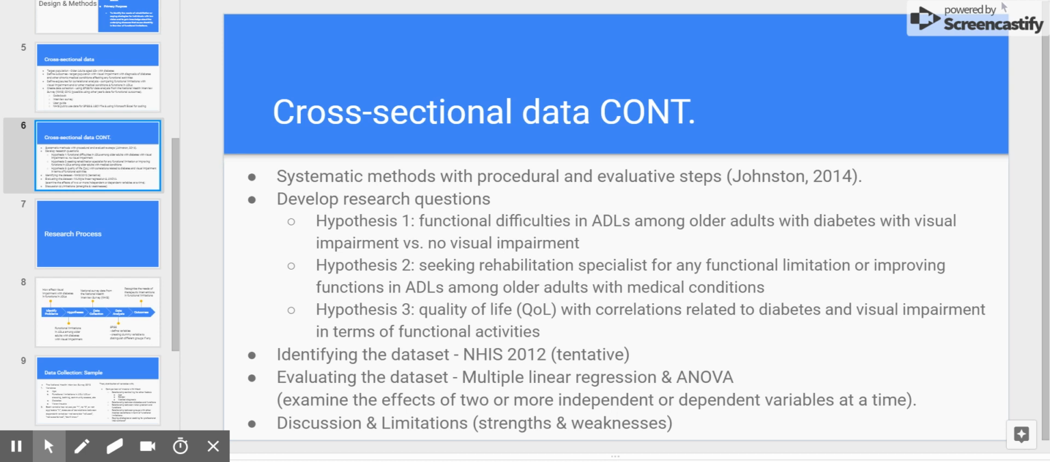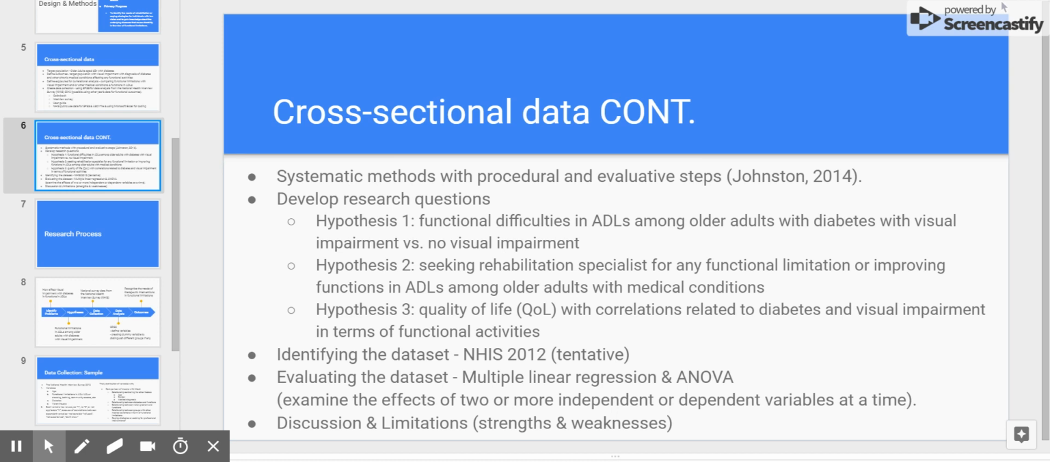cross-sectional data. So the systematic methods with procedural and evaluative steps and develop the research questions and actually its hypothesis in the functional difficulties in ADLs among older adults with diabetes with visual impairment compared to no visual impairment. And hypothesis 2, seeking rehabilitation specialist for any functional limitation or improving functions in ADLs.